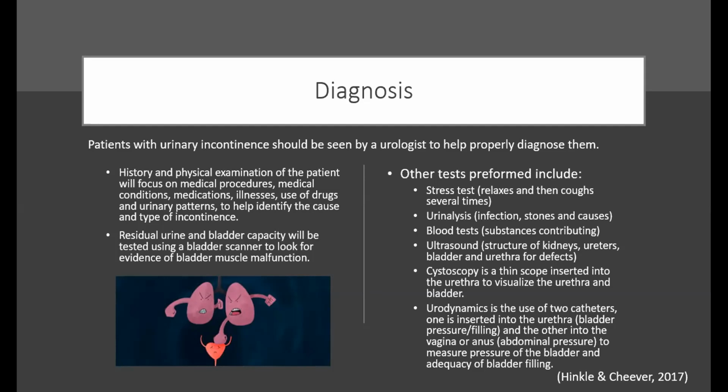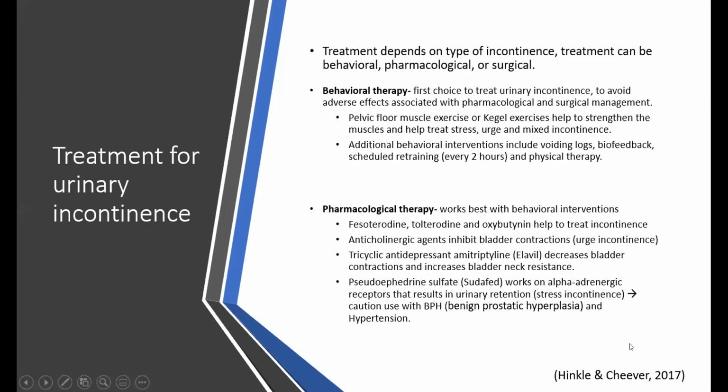And the other into the vagina or anus, depending on gender, to measure the abdominal pressure, to measure the pressure of the bladder and adequacy of bladder filling. So treatment for urinary incontinence. Treatment depends on type of incontinence. Treatment can be behavioral, pharmacological, or surgical.